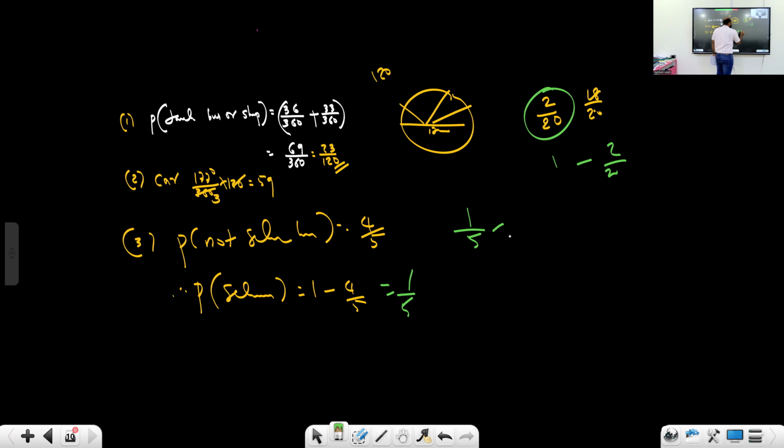1 by 5 into 120. Is it? Because the probability of using train is what? 1 by 5. Total how many people do we have? 120. So 1 by 5 into 120. How many people use the train? 24. Is it? Now your pie chart is very important. There are many diagrams: pie chart, Venn diagram, tree diagram. 1 by 5 into 120 is what? 24 people. Clear or not?